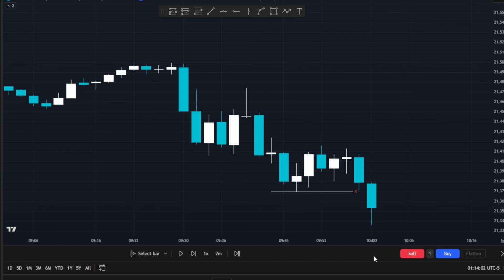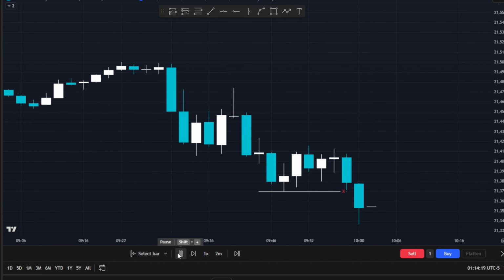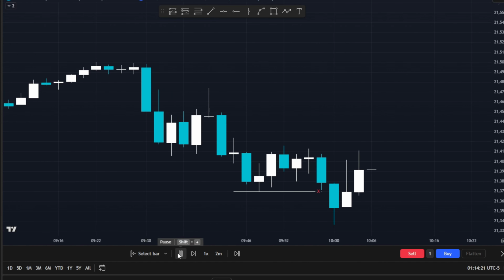Okay, in this second example here, we can see that the sell side liquidity has been swept at an important level. Now we want to see if we can get a change in state of delivery up here, and then we can target the buy side all the way up here for the buy side liquidity. Let it play out.